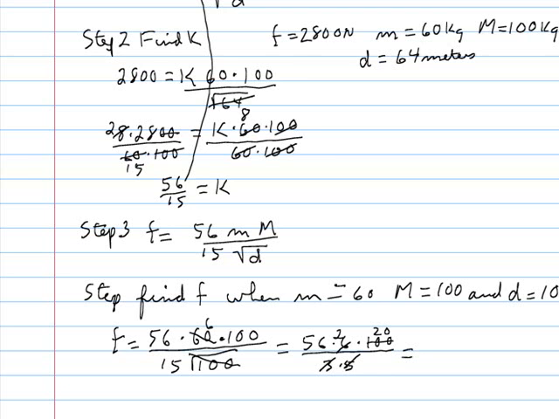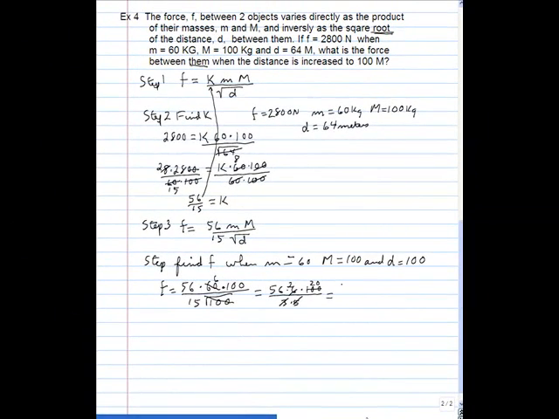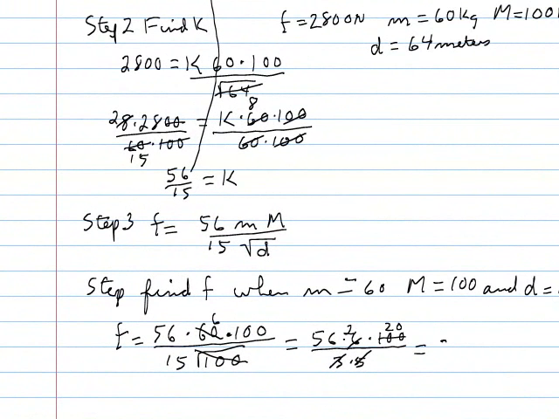And I blew it. 40 times 56 is 2240 newtons, because we were doing our force in newtons. So there is our answer, and there is our 4-step procedure for doing a direct variation problem.